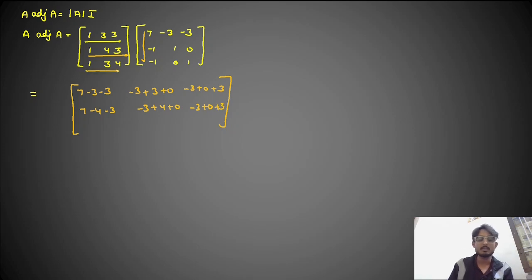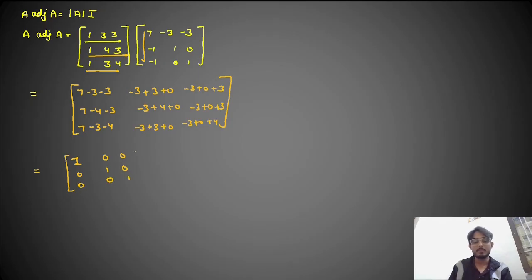Now multiply the third row with all columns. You will get 7 ones are 7, minus 3 into 1 minus 3, minus 4 into minus 4, minus 3 into 1 minus 3 plus 0. And when you multiply this one, minus 3 plus 0 plus 4. So here you will get 7 minus 3 minus 3, minus 3 and minus 3 minus 6. When you subtract 6 from 7, you will get 7 minus 6 equal to 1. Minus 3 plus 3 is 0, minus 3 plus 3 is 0, minus 4 and minus 3 is minus 7, 7 minus 7 is 0, 4 minus 3 is 1, 3 minus 3 is 0, 7 minus 7 is 0, 3 minus 3 is 0 and 1.